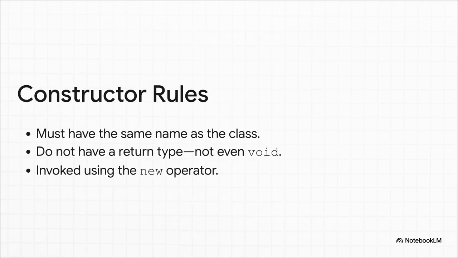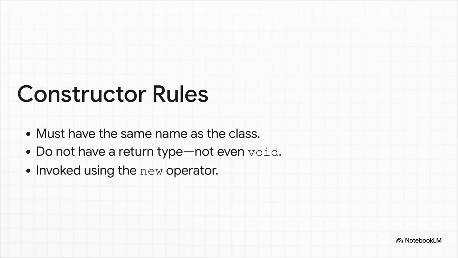Give our new cat its name, its color, and all its starting details, right at the moment it's created. Constructors are actually really easy to spot in the code. First, they always have the exact same name as the class. Second, they have no return type at all. And third, you'll always see them used with a new keyword.